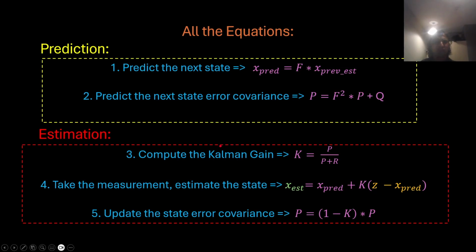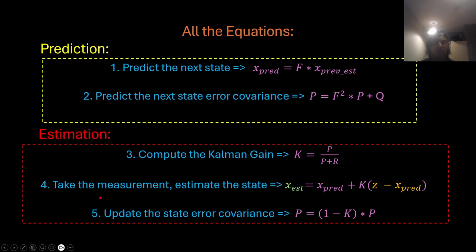So, all the equations. We have the prediction state and the estimation state. First, we make a prediction based on the model and previous estimate. Then we think of how much confidence we have in that prediction, and that's the state error covariance, based on the model and the previous state error covariance, plus Q, which is some process noise, explained later. And number 3, so we are now on estimation. 3, compute the Kalman gain. This is the adaptive function that allows the Kalman filter to adapt over time. This one and this one let the Kalman filter adapt.